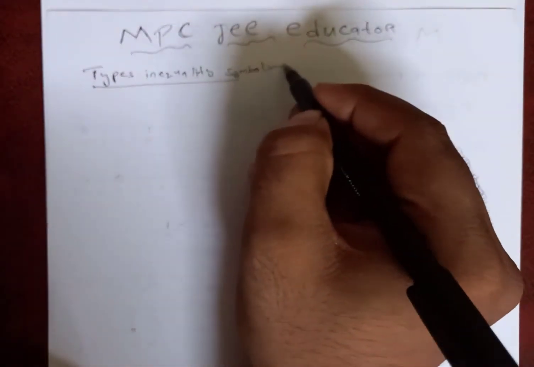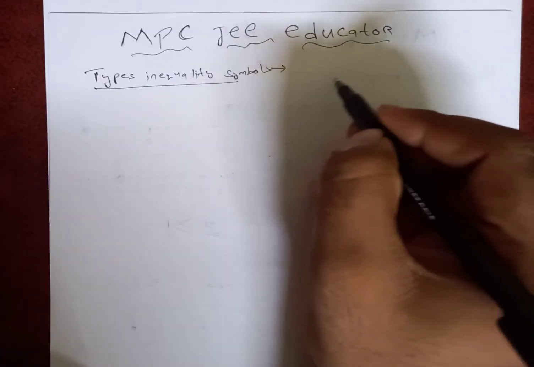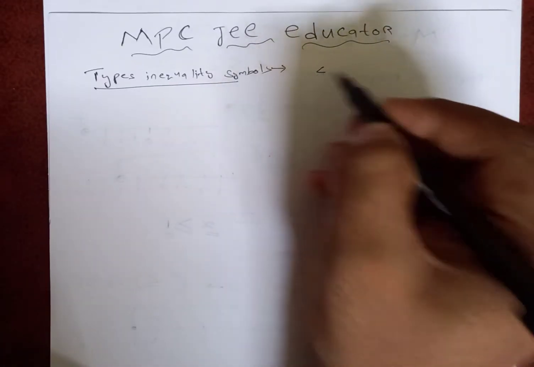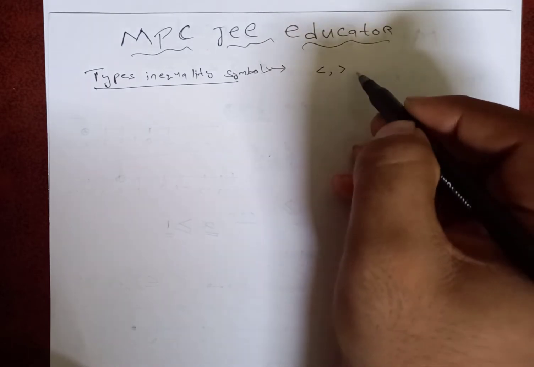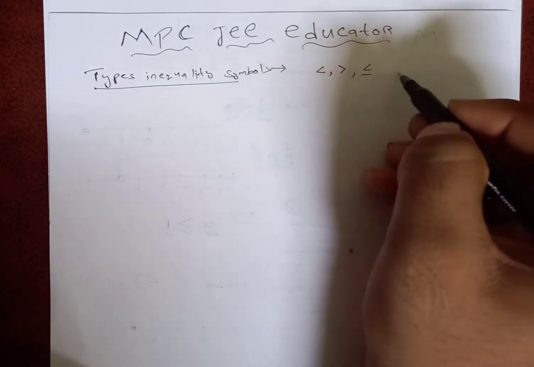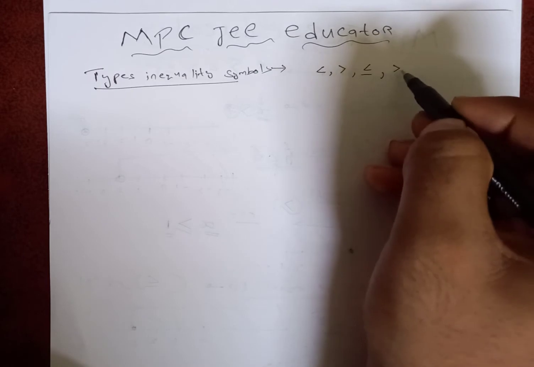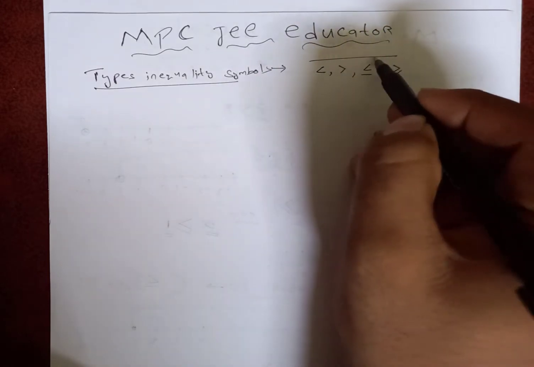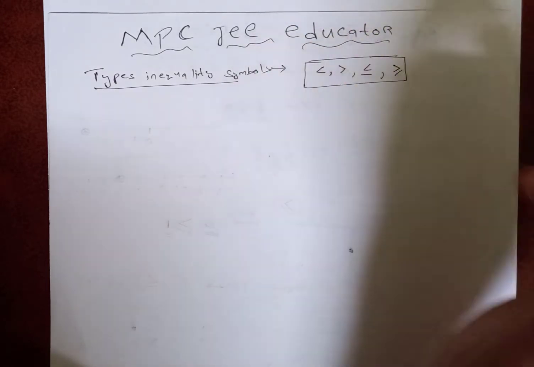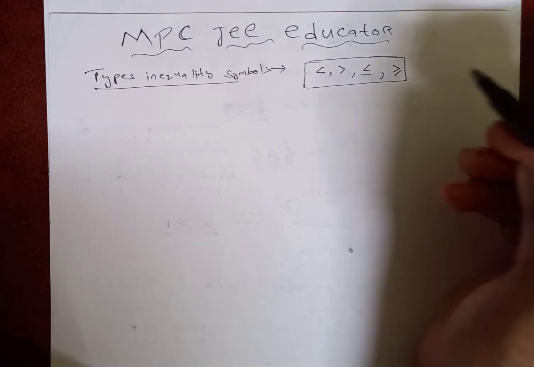They are, guys, less than, greater than, less than or equal to, and greater than or equal to. These are the 4 symbols, guys. Okay, let me decode this one by one.